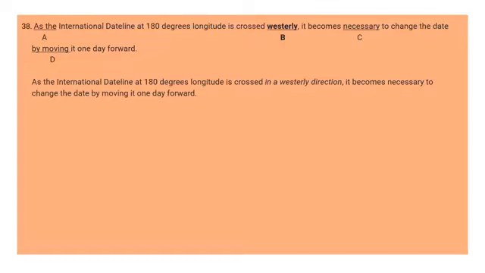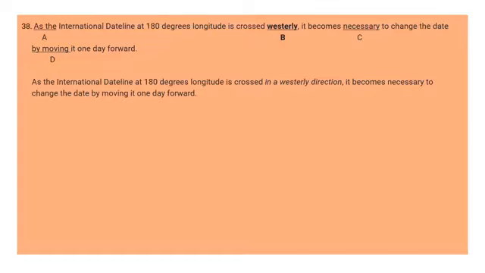As the international dateline at 180 degrees longitude is crossed westerly, it becomes necessary to change the date by moving it one day forward. The error word in here, in my best answer, is B.